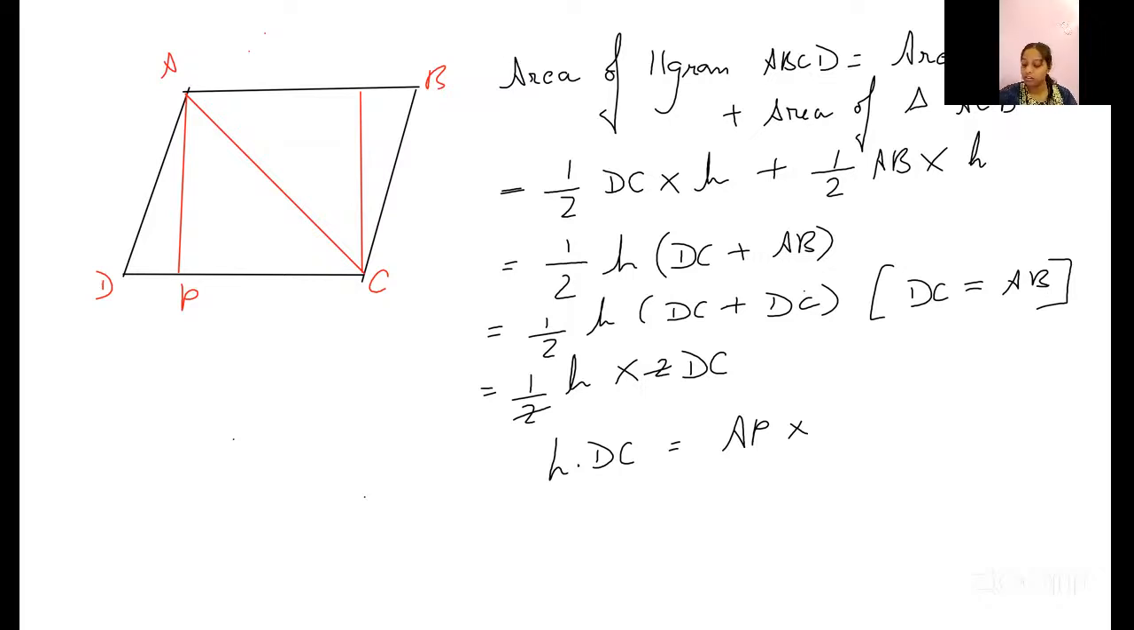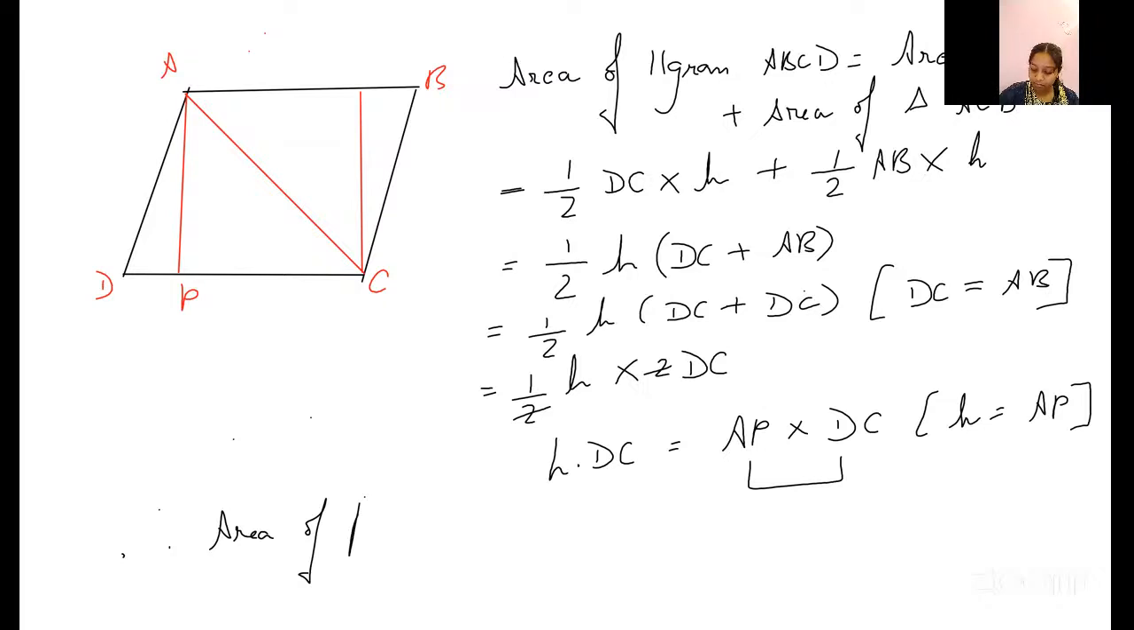Abraham, one second. This is DC only, since AP is the height and DC is the base. Height equals AP, and we will multiply the height with the base. So that gives us the area of parallelogram. Therefore, area of parallelogram.